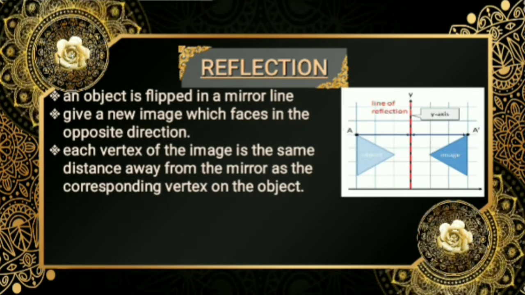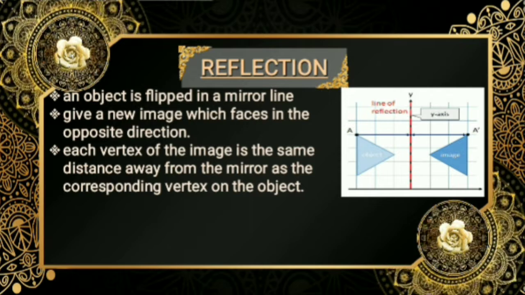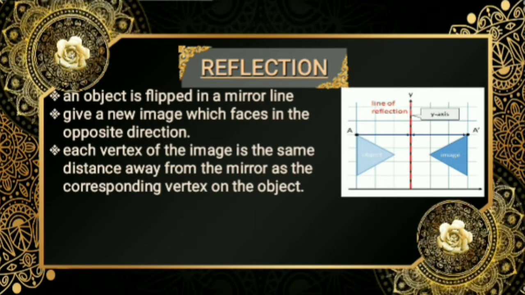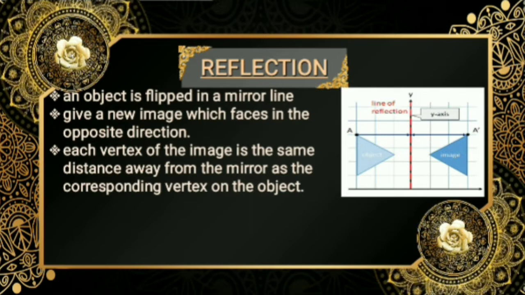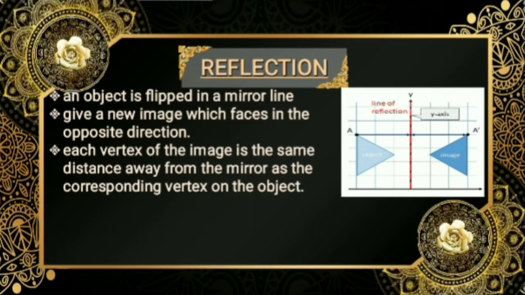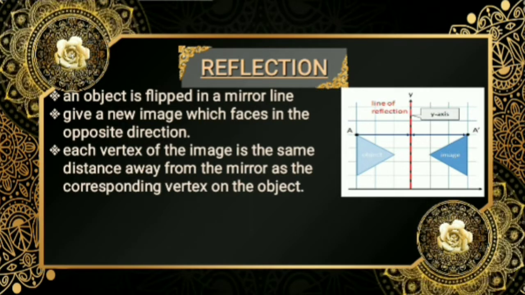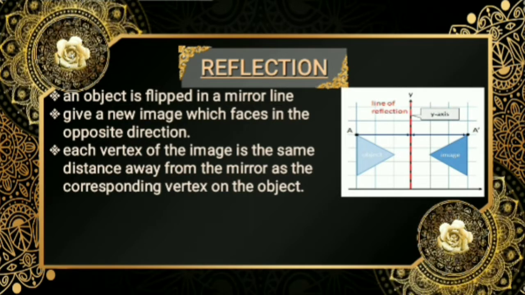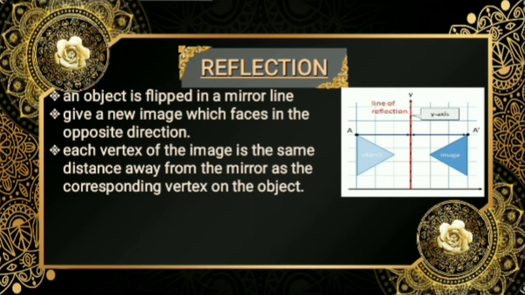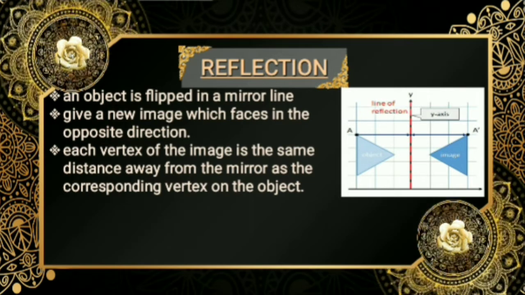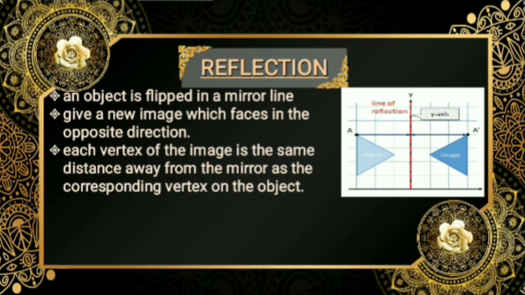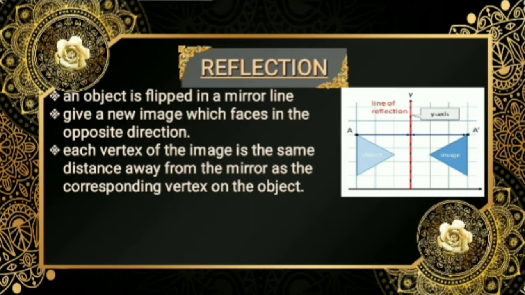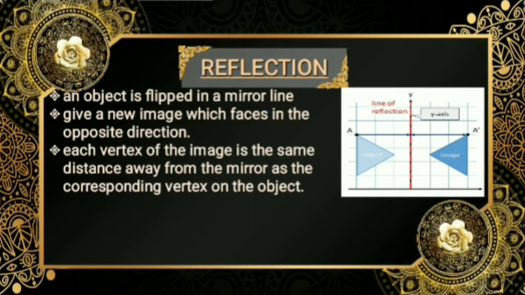For example, we have this triangle. As you can notice, when an object undergoes reflection transformation, it gives a new image which faces in the opposite direction. Notice that each vertex of the image is the same distance away from the mirror as the corresponding vertex in the object. At the same time, notice that both the object and the image are congruent to each other. Even the angles and the length of the sides remain unaffected.